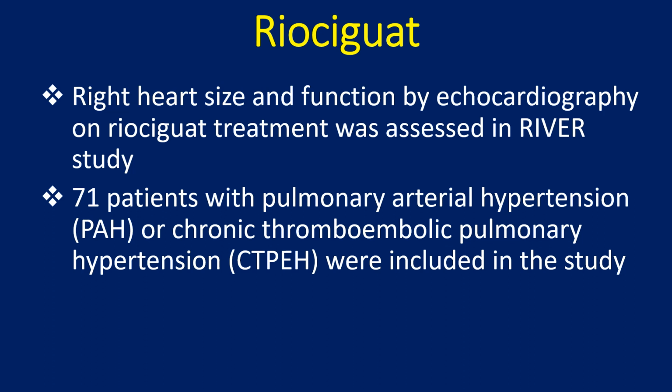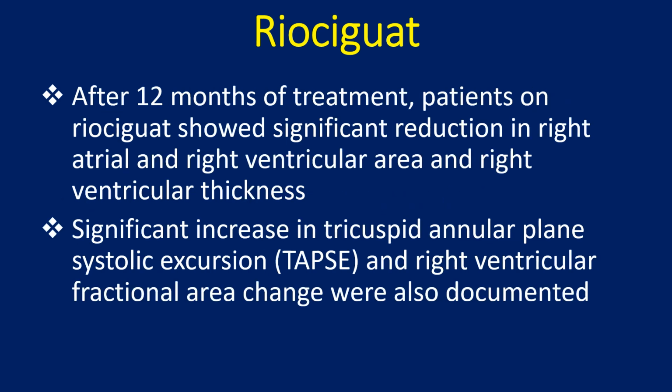71 patients with pulmonary arterial hypertension or chronic thromboembolic pulmonary hypertension were included in the study. After 12 months of treatment, patients on riociguat showed significant reduction in right atrial and right ventricular area and right ventricular thickness. Significant increase in TAPSE and right ventricular fractional area change were also documented.